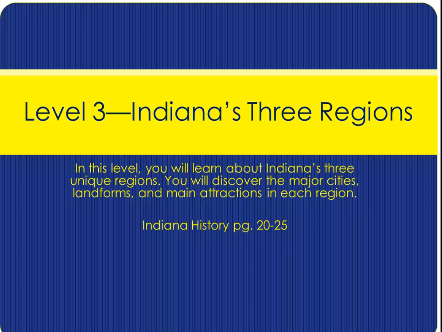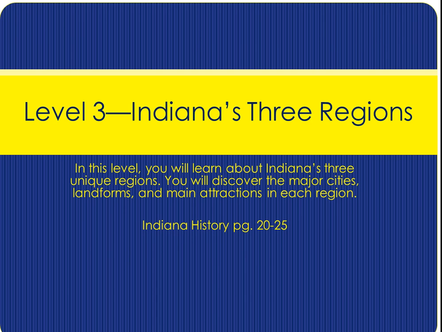All right, welcome to Level 3 of Crossroads of America. Level 3 is all about Indiana's 3 regions. In this level, you will learn about Indiana's 3 unique regions. You will discover the major cities, landforms, and main attractions in each region. This covers pages 20 to 25 in your Indiana history textbook.